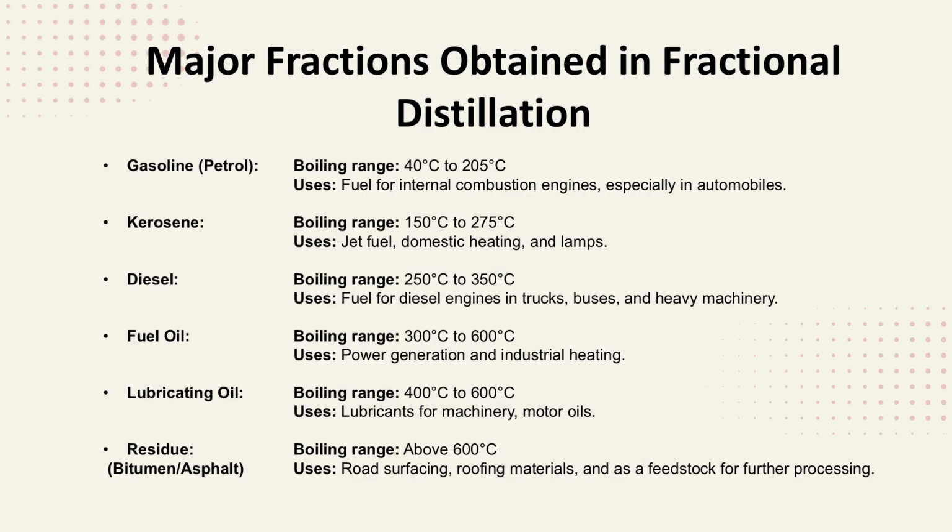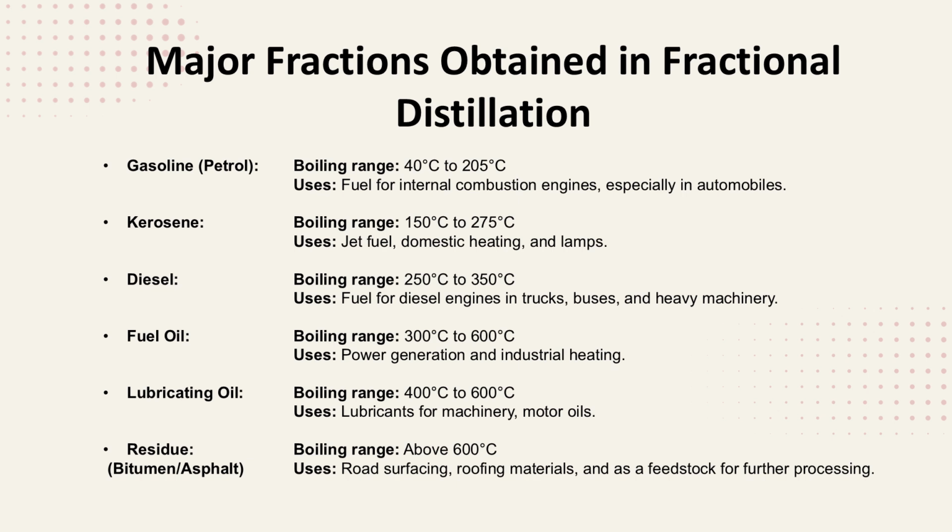The major fractions obtained through fractional distillation include gasoline, boiling range from 40 to 205 degrees Celsius, used as fuel for internal combustion engines. Kerosene, boiling range from 150 to 275 degrees Celsius, used in jet fuel, domestic heating, and lamps. Diesel, boiling range from 250 to 350 degrees Celsius, used in trucks, buses, and heavy machinery.